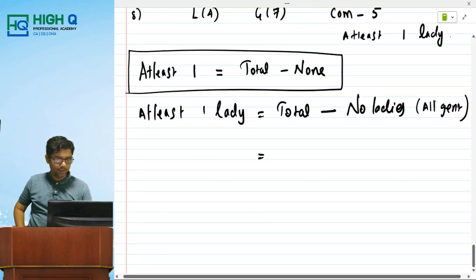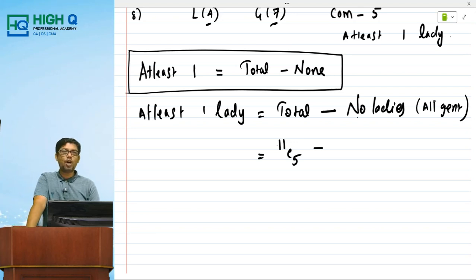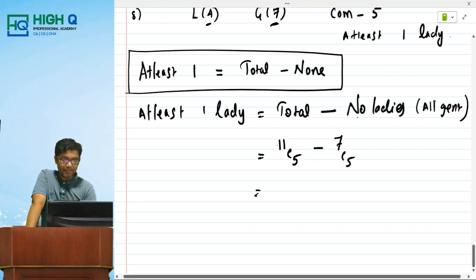So total how many of them are there? 11. Out of 11, 5 to be selected. This is the total number of ways. Here, no ladies. What is my no ladies? All are gentlemen. How many gentlemen we have? 7. Out of 7, all 5 are gentlemen. 7C5. So now let me calculate what is 11C5. I think 462.